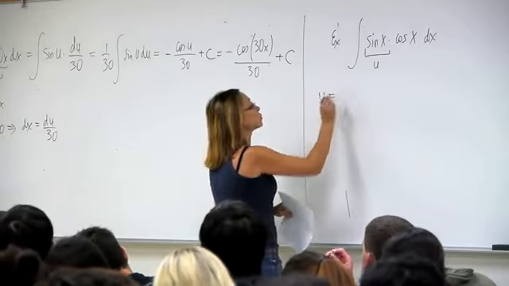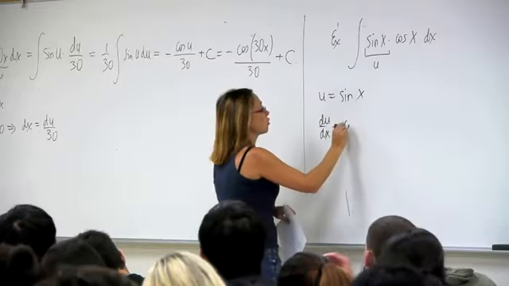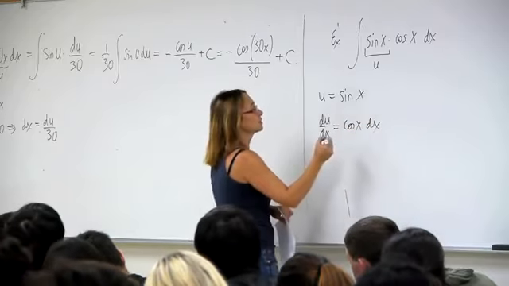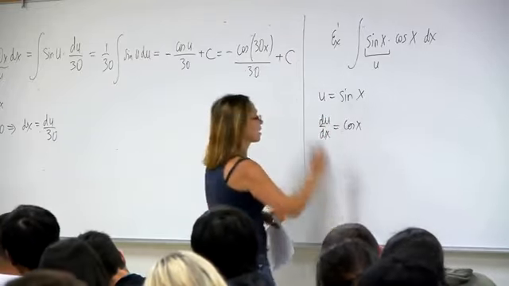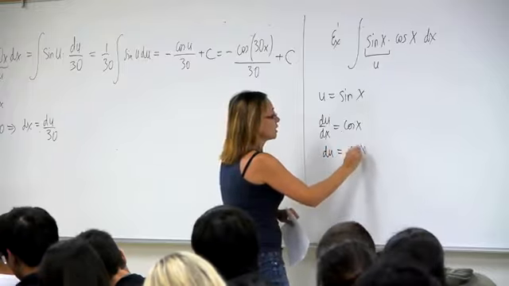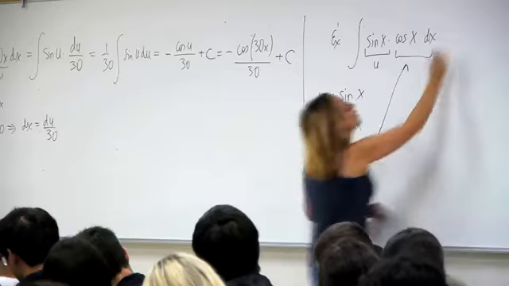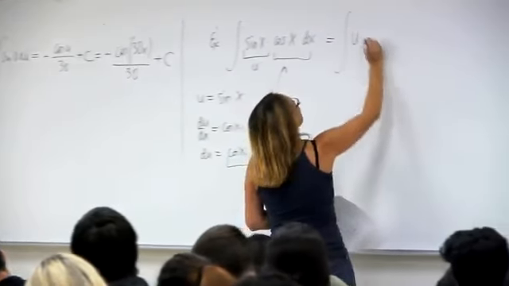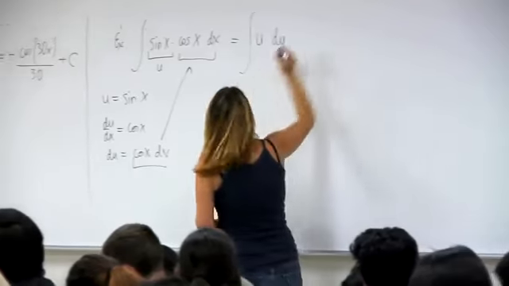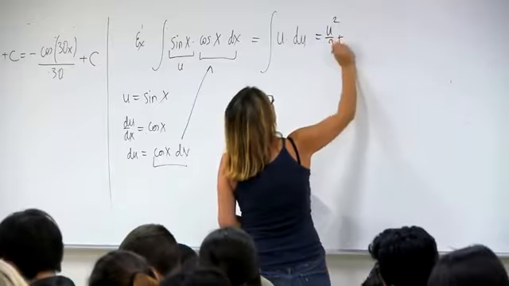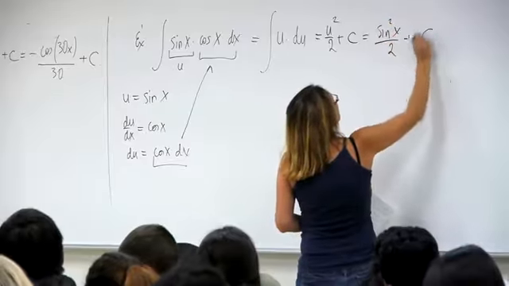But we have to go through the steps. So u is sine x, du/dx is cos x. So du is cos x dx, and that's exactly what I'm looking for. So this can be written as u times du. Okay? And now it's completely easy. U squared over 2 plus c, which is sine squared x plus c.